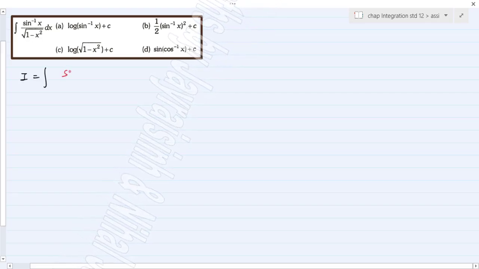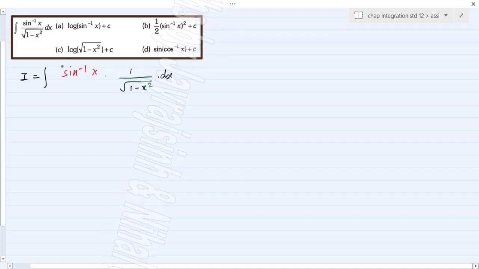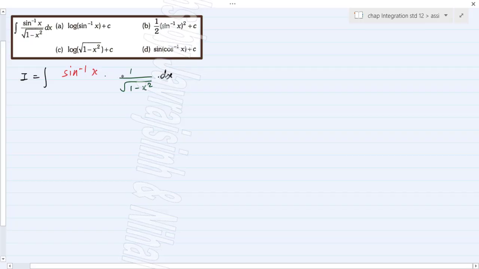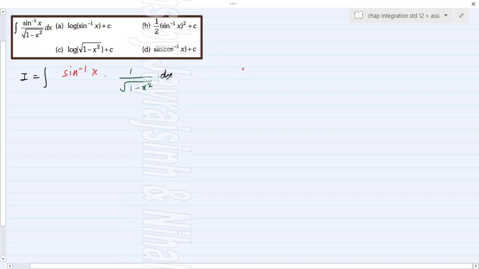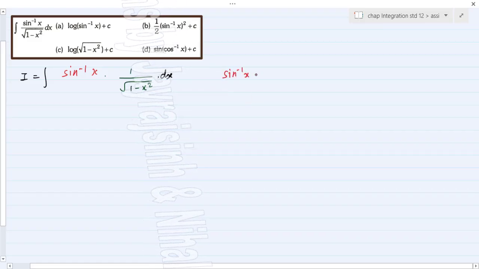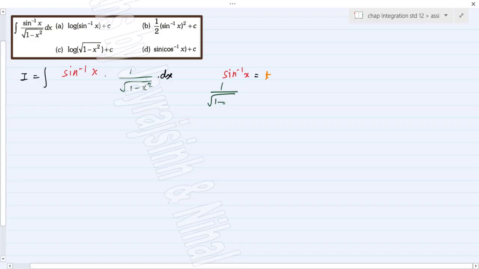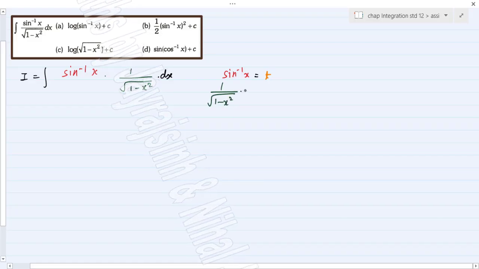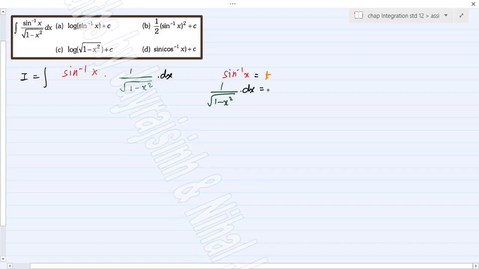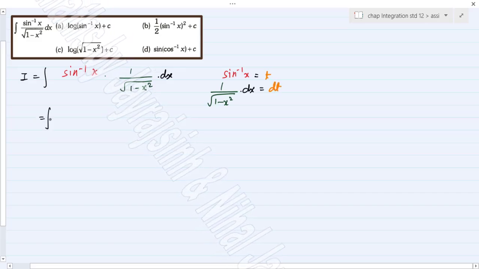Here we have to integrate sin inverse x upon under root of 1 minus x square. As you can see, we have differentiation of sin inverse x within the multiplication of dx. So we have to assume sin inverse x is equal to t. Differentiate both the sides, we will get 1 upon under root of 1 minus x square dot dx as your dt.